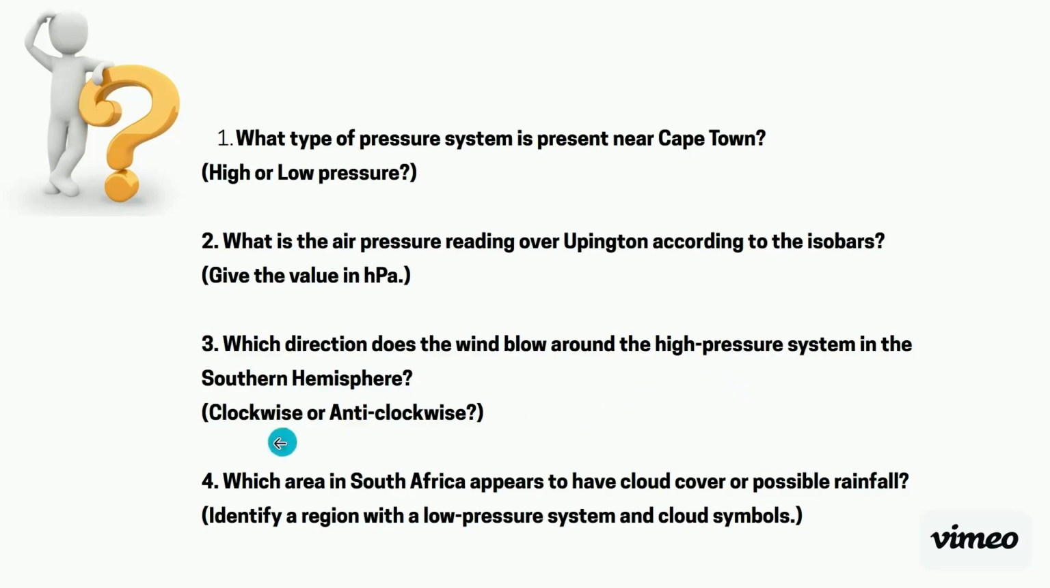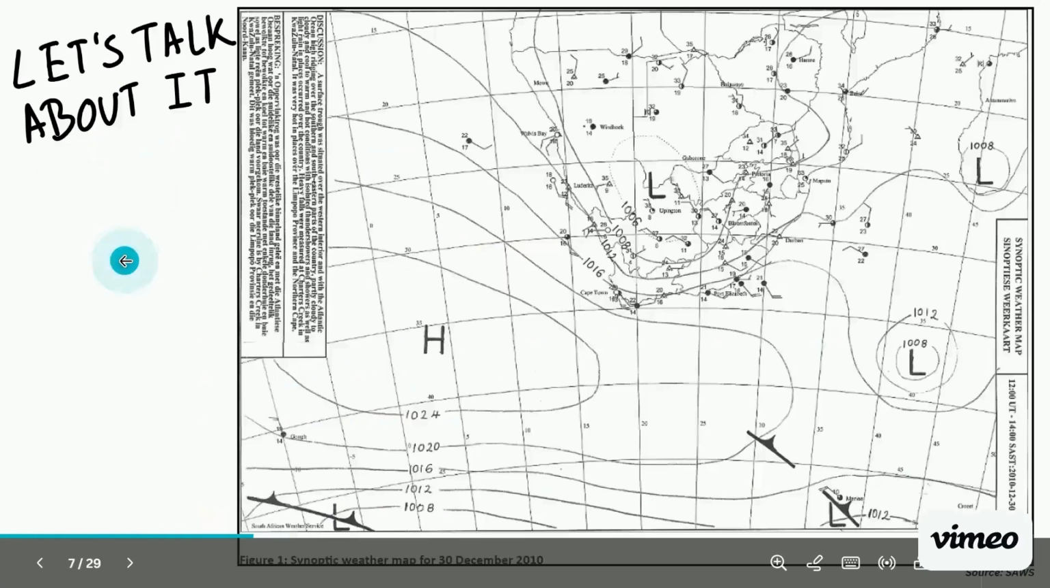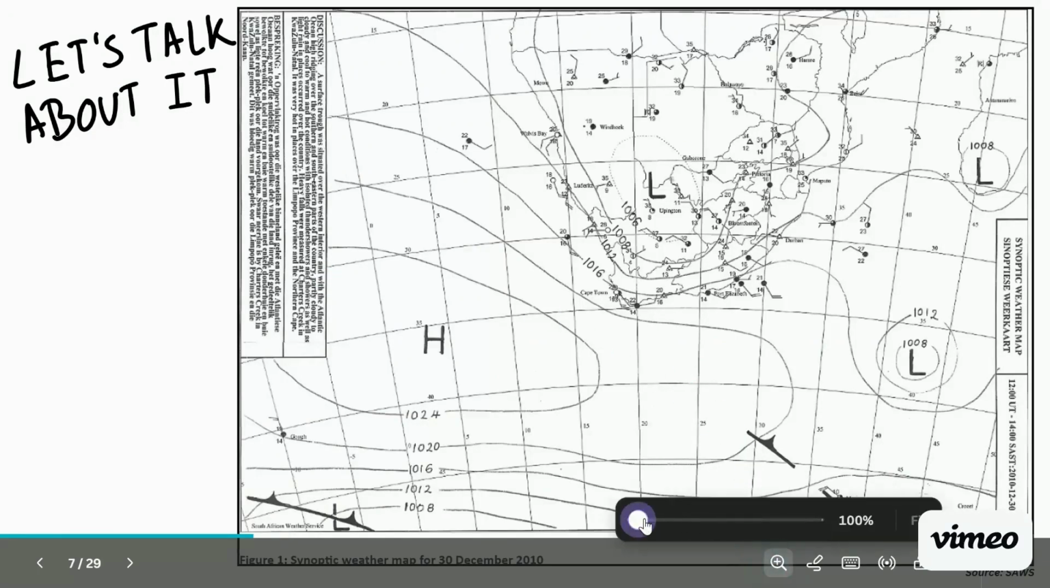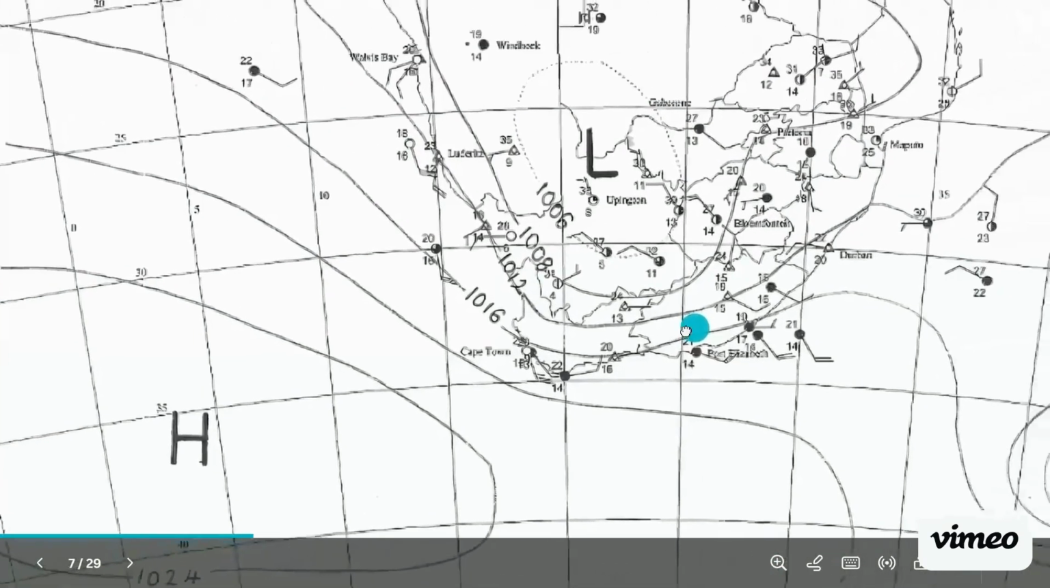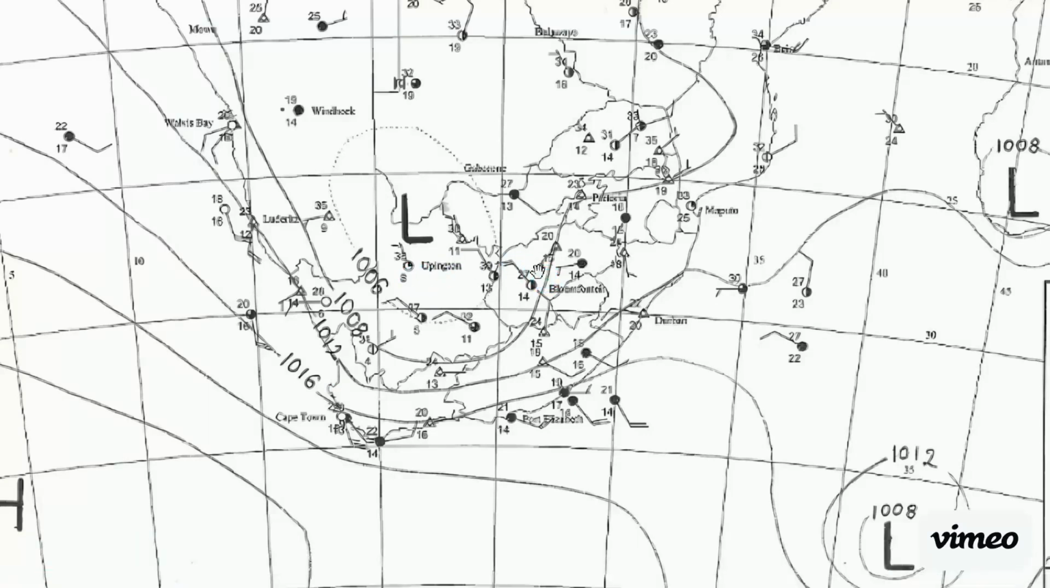And the last question, which area in South Africa appears to have cloud cover or possible rainfall? So identify the region with the low pressure system and cloud symbols. And the answer is the central interior region, which is around Upington and Bloemfontein with a low pressure system.